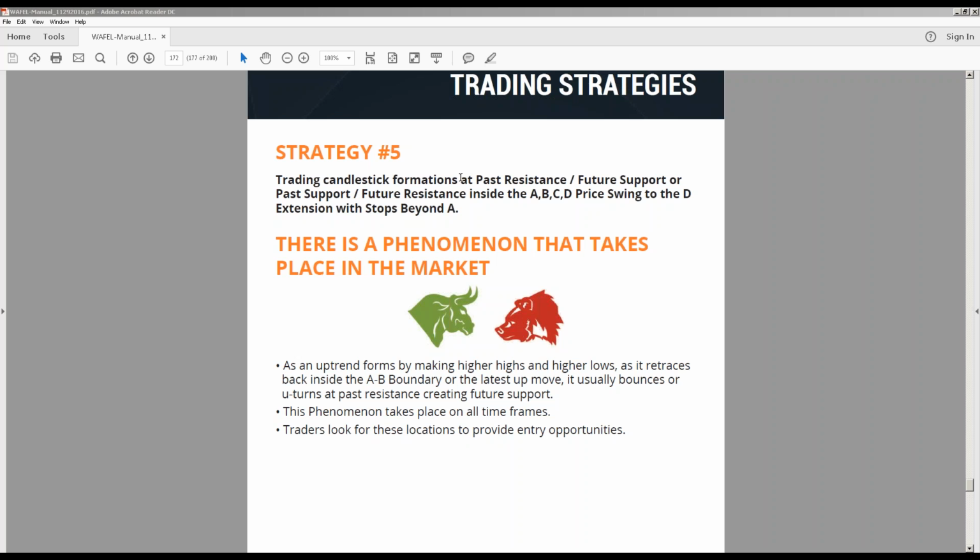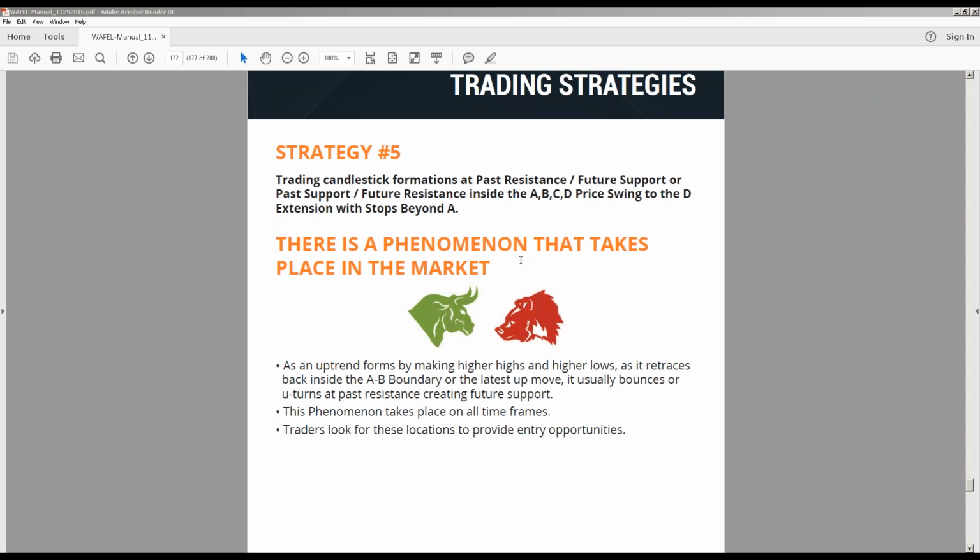Right, now today, strategy number 5, and this is about trading candlestick formations at past resistance, future support or past support, future resistance inside the ABCD price swing to the D extension with the stops beyond the A.